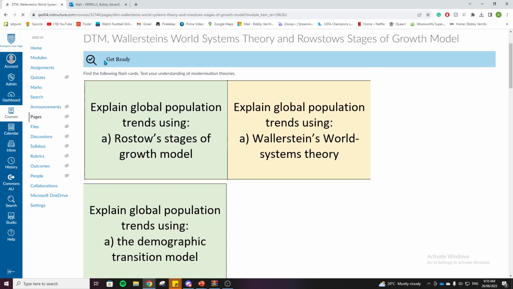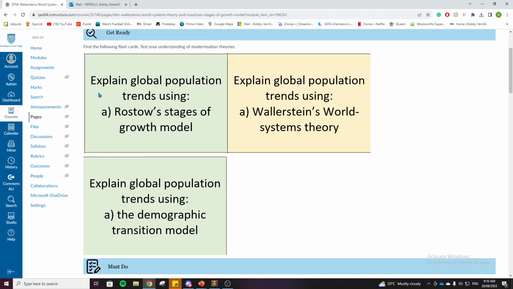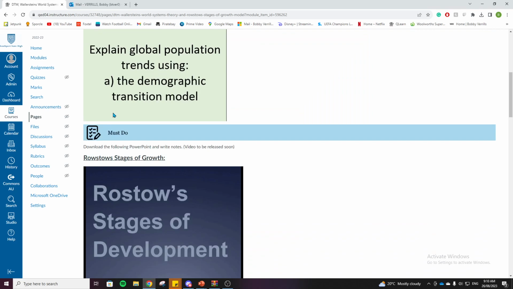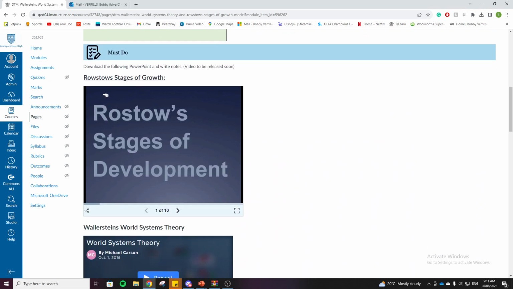You will see that there are some get ready activities already, so some flashcards there for you to use. You should have these flashcards on you. If you do not have the flashcards, by the way, you can find them in the helpful resources section of your QLearn. So let's go down to our must do.